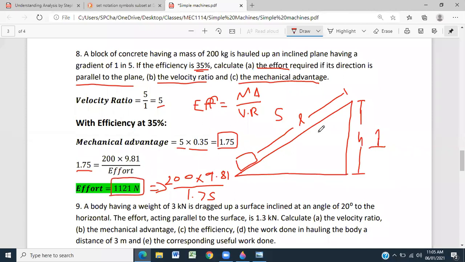You know, it's a little bit different from the wheel and axle, but if you notice, we didn't do anything new. Velocity ratio, efficiency, mechanical advantage, effort. Nothing. The only thing different is that the way we found the distances is a bit different, and that would vary from machine to machine. But it's always distance traveled by the effort divided by distance traveled by the load.